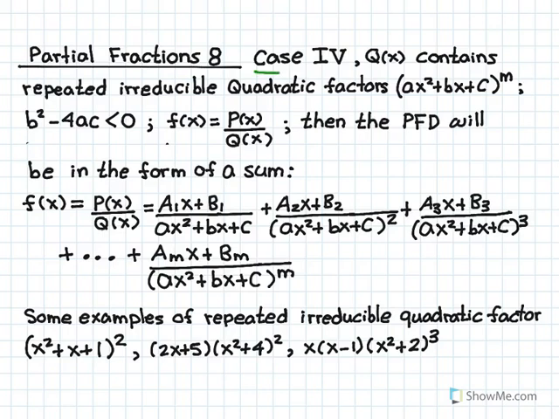In this video, we're going to look at case 4, where Q of x, the denominator, contains repeated, irreducible quadratic factors of the form ax squared plus bx plus c to the power of m, where b squared minus 4ac is less than 0. This is what makes the factor ax squared plus bx plus c irreducible.